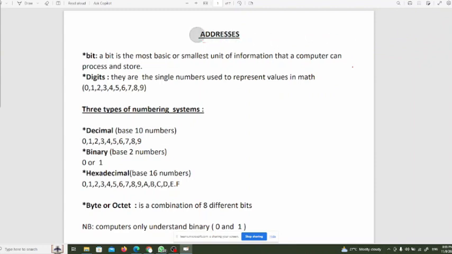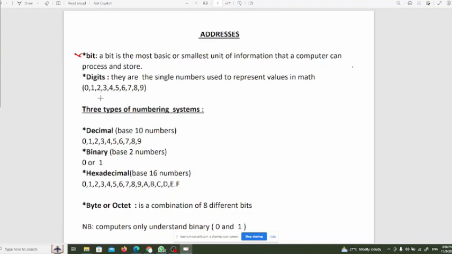A bit is the most basic, as you can read here, the smallest unit of information that a computer can process and store. So a bit is considered to be the most basic or smallest unit of information that a computer can store or process. Are you okay?